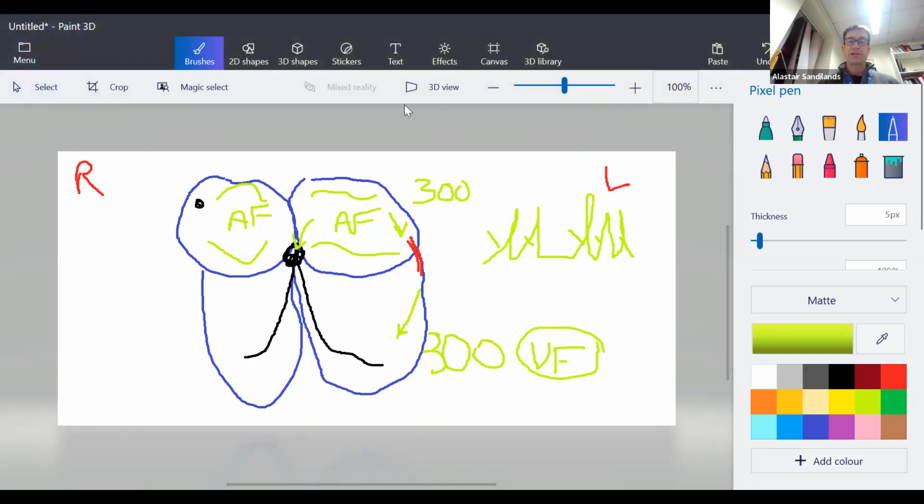Okay, yeah. So it's only when you see conduction going over the pathway forwards from the atrium to the ventricles. Okay. So we'd finished that.